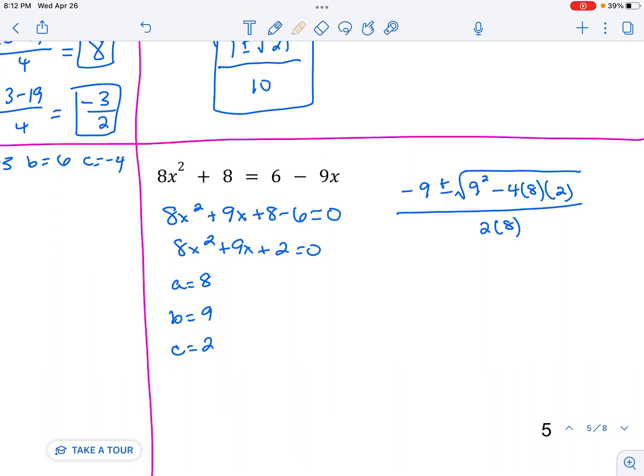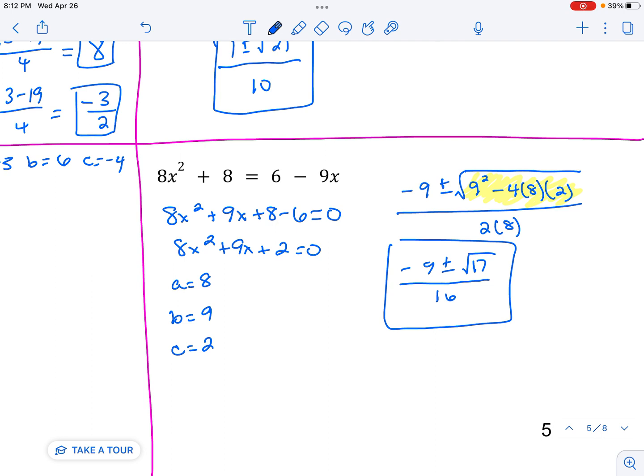Once again, I'm typing in this whole portion. And again, that whole portion is called the discriminant. So negative 9 plus or minus, I've got 9 squared minus 4 times 8 times 2, which is 17, all over 16. And I'm done.